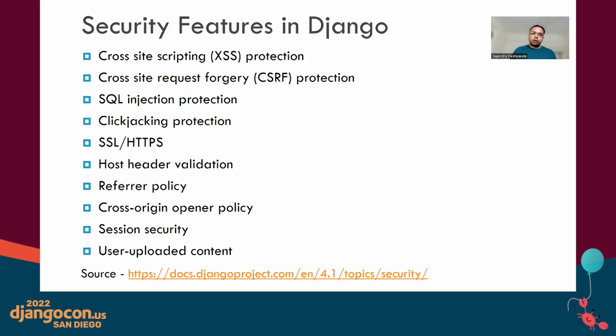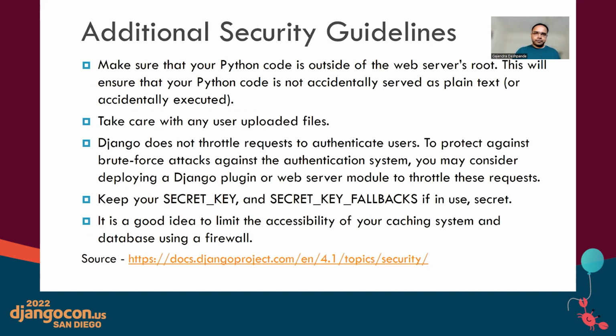Now, Django also provides many security features by default. You just need to enable them and use them. Django by default provides protection against cross-site scripting, cross-site request forgery, SQL injection, and clickjacking. You can enable SSL and HTTPS. Then you can validate the host header, referrer policies, cross-origin opener policy, session security, and user-uploaded content. You can find more details at the link given below.